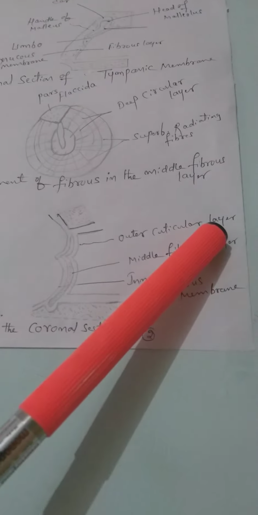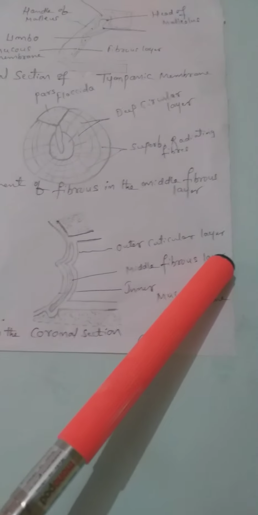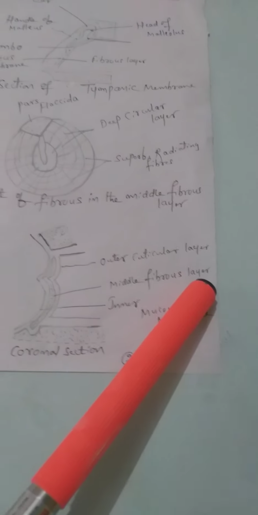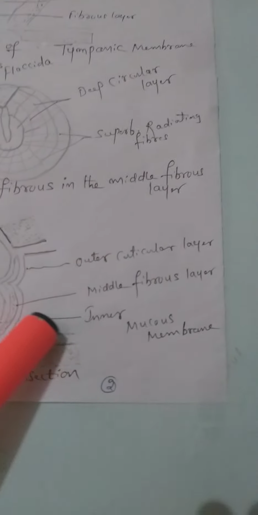The outermost layer is the skin. Cuticular means skin layer, which develops from the ectoderm. You can see the middle fibrous layer here, which develops from the mesoderm. The cuticular layer is from the ectoderm, and the inner mucous membrane is from the endoderm. These are the three structures that can be seen here. This is the diagrammatic representation of the tympanic membrane.